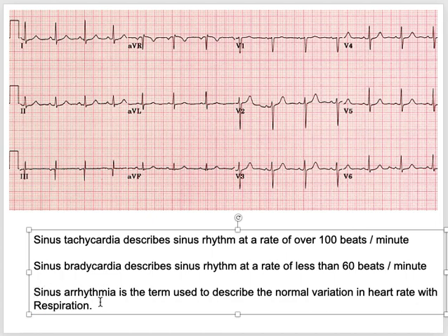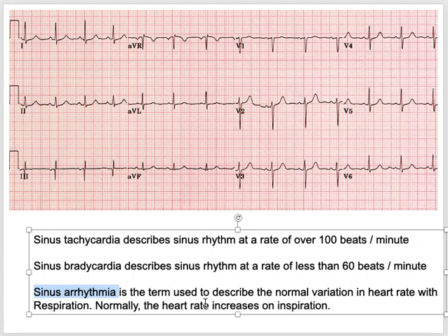Normally, whenever we breathe, the heart rate increases on inspiration. Whenever we do inspiration, our heart rate increases, and whenever we do expiration, it slows. You can check in yourself: take a deep inspiration, and you will find your heart speeding up; when you expire, your heart rate will decrease. So this is an arrhythmia, a change in rhythm, but it is called sinus arrhythmia, and it is a normal thing.